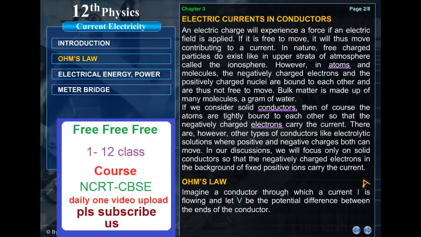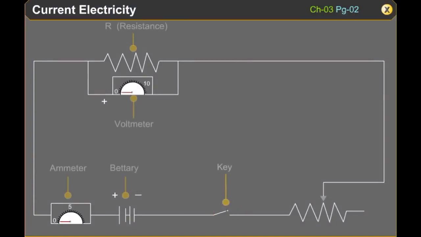Ohm's law. When key is pressed, current flows through the circuit. As a result, deflection takes place in ammeter and voltmeter. According to Ohm's law, the ratio of potential difference between the ends of the conductor to the current flowing through it is a constant, and this constant is known as resistance.